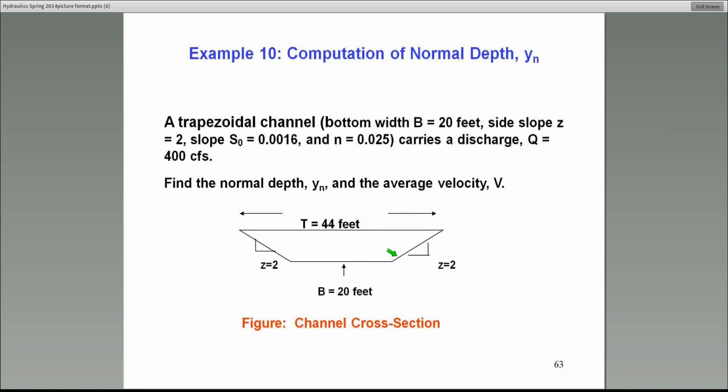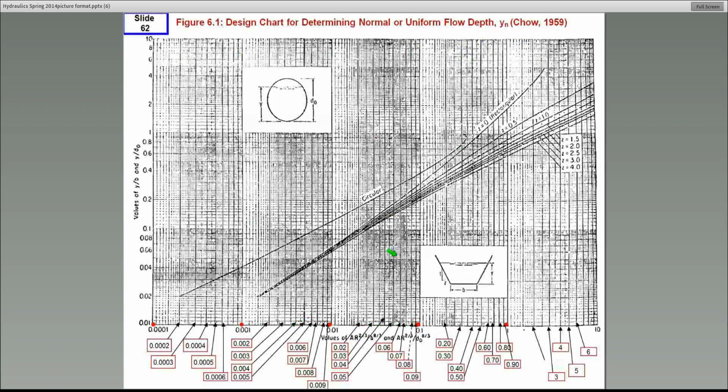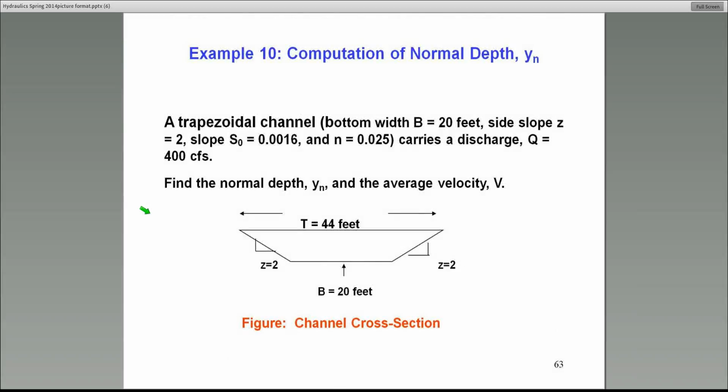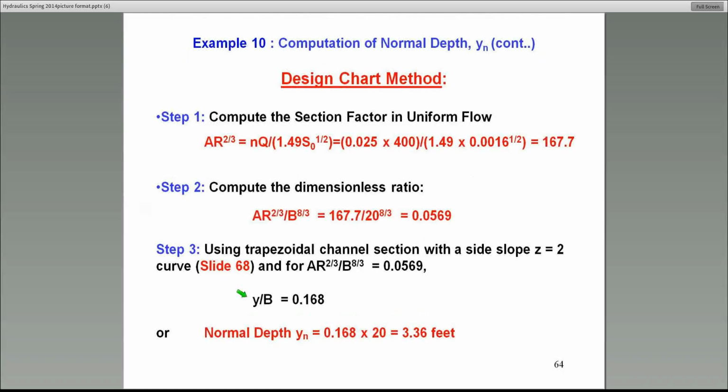I'll go back to the previous slide here. 0.0569 is near 0.06 right here, right near this vertical line. So I'm going to go up that vertical line, going over 0.06 approximately, to the curve that's labeled Z of 0.2, somewhere in the middle there. And if you go across, the Y over B ratio is somewhere between 0.1 and 0.2. I would say around 0.15. And that's basically what I have here, 0.168. And you can be a little more accurate. I'm just doing this as a demonstration here.